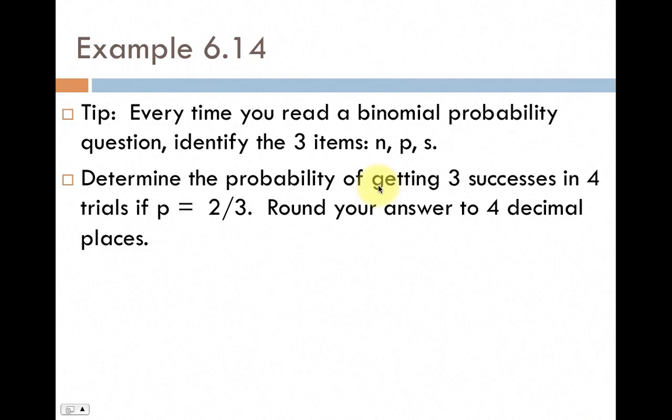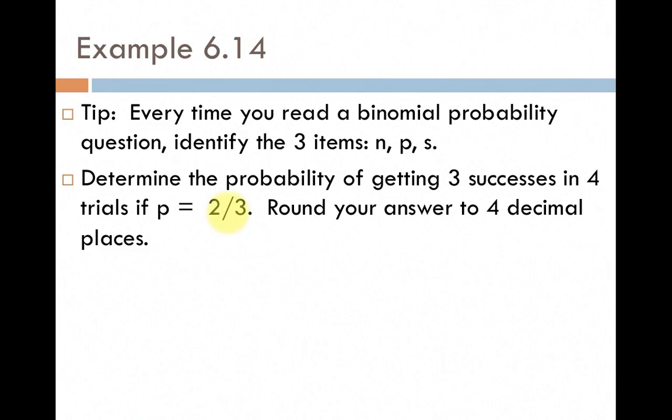If you read the problem, you're trying to find the probability of getting 3 successes. That means the s part of the equation is 3. Then you keep reading and it says in 4 trials, which means that the n part of the equation is 4. And p is given as 2/3. Now p can be entered into the calculator as 2/3, which we're going to do because this is how it's provided to us in this problem. You could also enter it as a decimal.